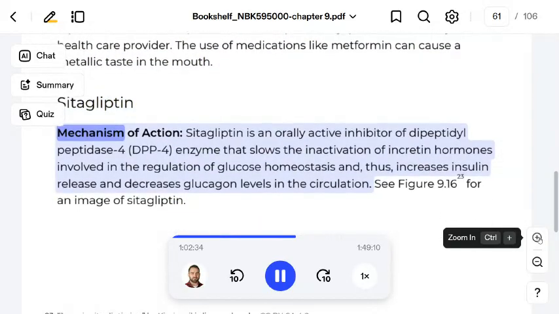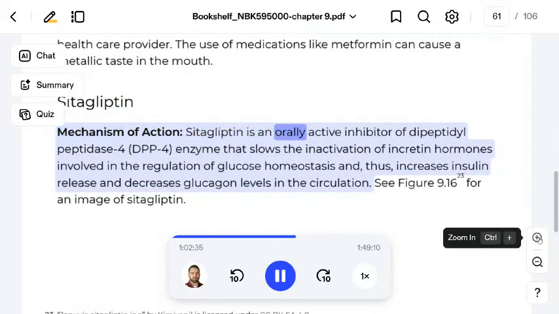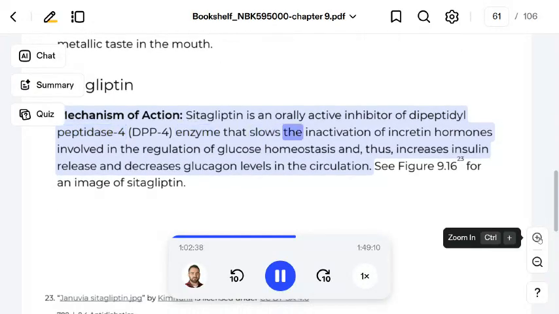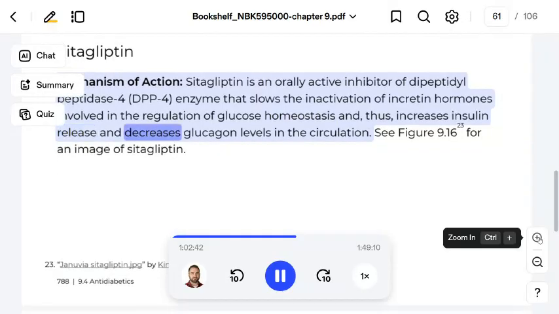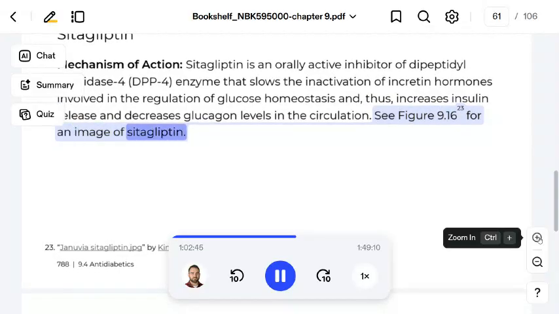Sitagliptin. Mechanism of action. Sitagliptin is an orally active inhibitor of dipeptidyl peptidase 4 enzyme that slows the inactivation of incretin hormones involved in the regulation of glucose homeostasis, and thus increases insulin release and decreases glucagon levels in the circulation. See Figure 9.16 for an image of sitagliptin.